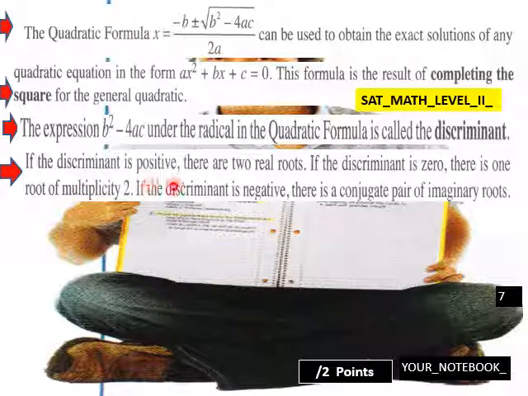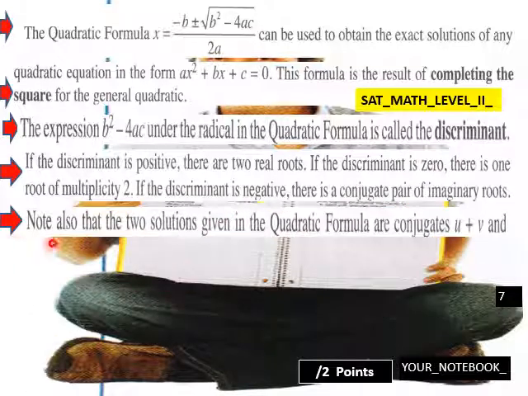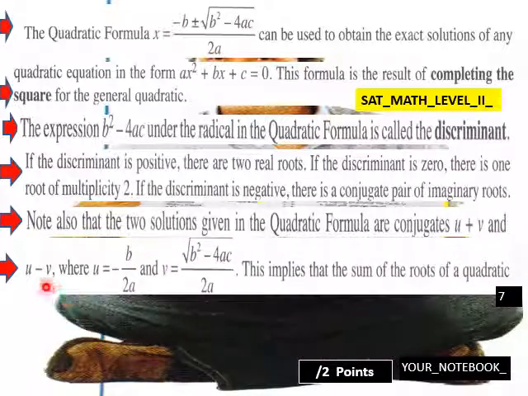If the discriminant is positive, there are 2 real roots. If the discriminant is 0, there is 1 root, a multiplicity of 2. If the discriminant is negative, there is a conjugate pair of imaginary roots. Note also that the 2 solutions given in the quadratic formula are conjugates u plus v and u minus v, where u equals the negative of b over 2a, and v equals radical b squared minus 4ac over 2a.